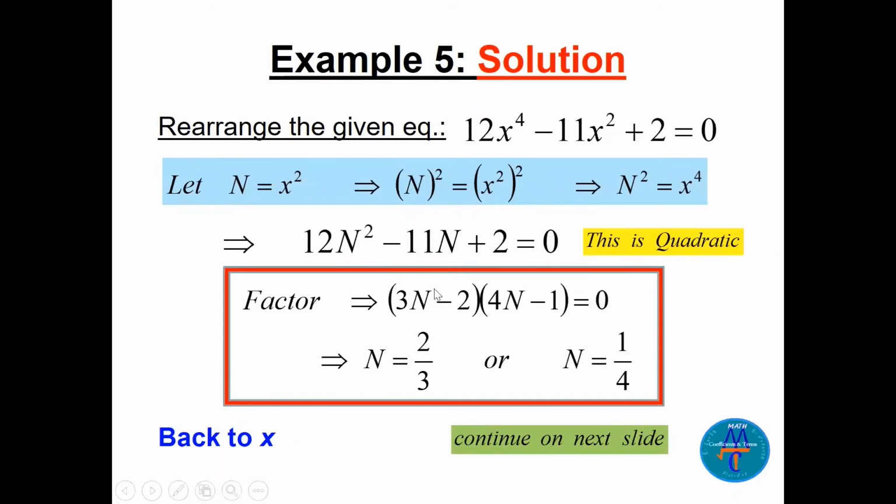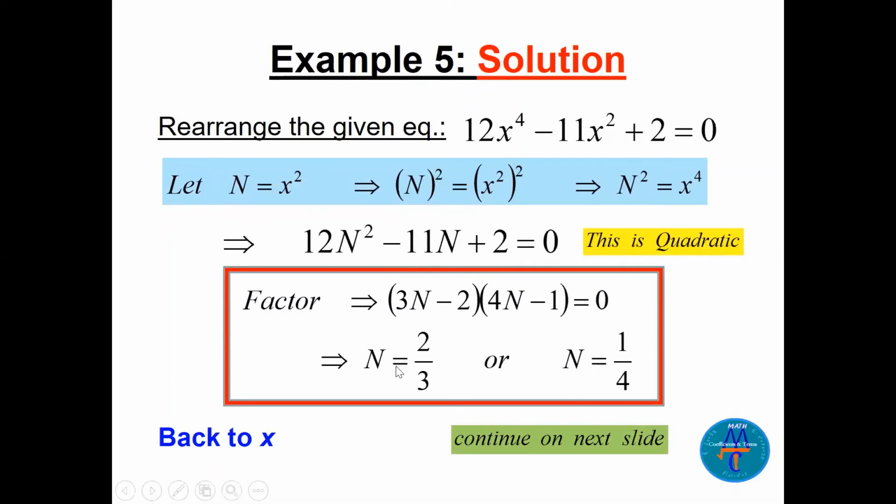Now, it's easy to factor. For a quadratic, we have 4 ways we can solve. One easy way is factoring. If you cannot factor, use the quadratic formula. So (3n minus 2)(4n minus 1). So n will be 2 over 3 or n will be 1 over 4.